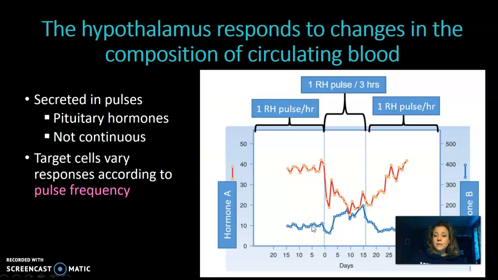If we decrease that frequency, the amount of hormone A goes down, but the amount of hormone B goes up. And when we return back to the original frequency, there goes hormone A up, up, up, and hormone B goes down. So it depends upon the frequency of the pulses.